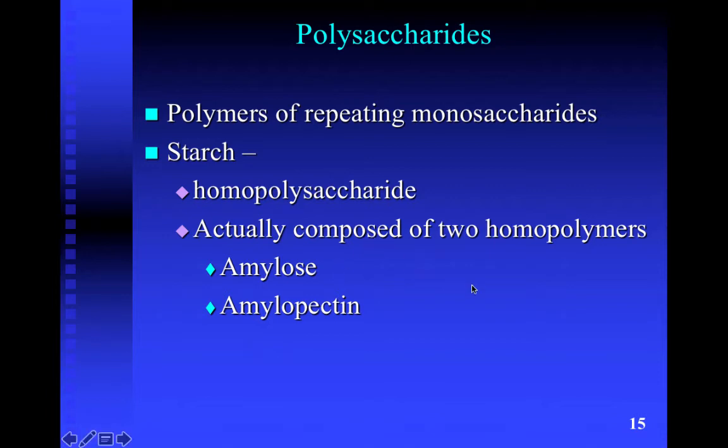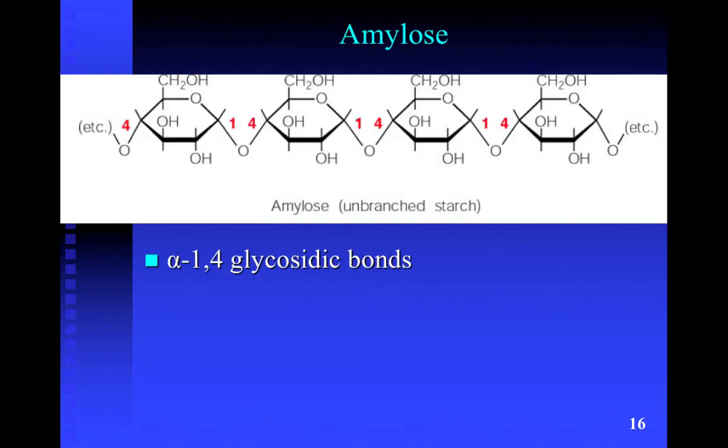It's actually composed of two homopolymers. In other words, there are two different structures for starch. One is amylose, the other one is amylopectin. Here's amylose. And amylose is all glucose, glucose, all linked by alpha 1 to 4 bonds. That's it. So amylose tends to be this long, kind of linear form of starch.